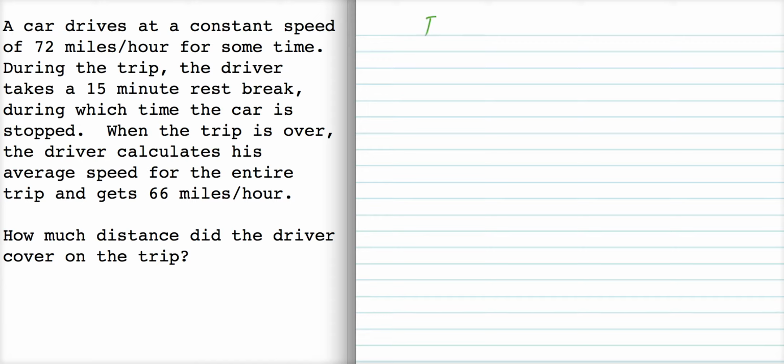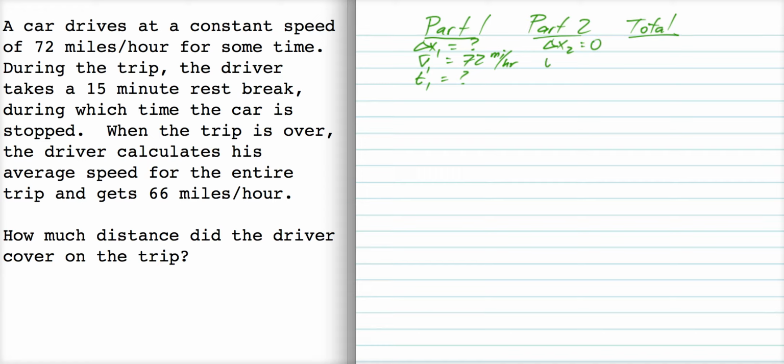I'm going to go ahead and get started and write down what we know and what we don't know about each segment of the trip and the total trip. Okay, so we'll say part 1 is the part where the driver is driving and the speed is 72, but we don't know delta x and we don't know t. Part 2 will be the part where the driver is stopped, so there's no moving, velocity is 0, and the time is 0.25 hours, 15 minutes.